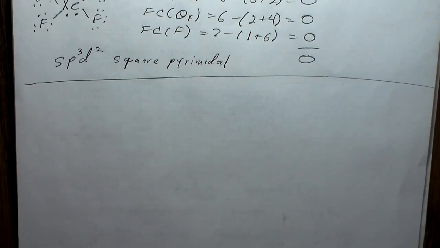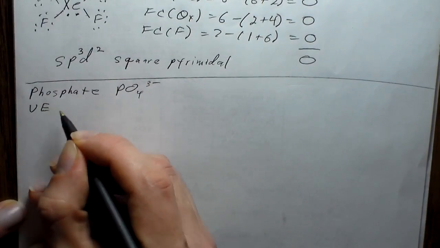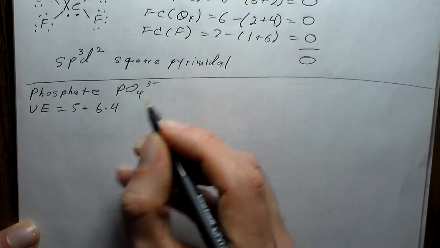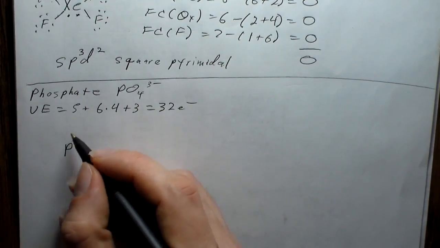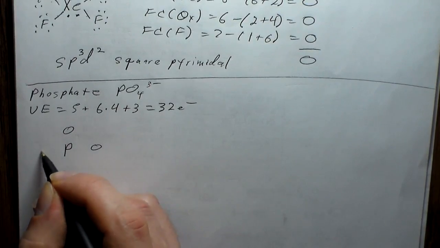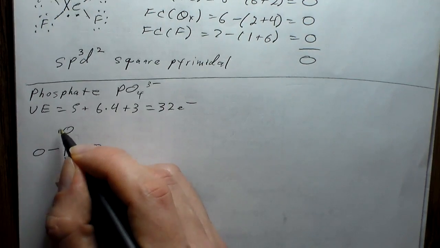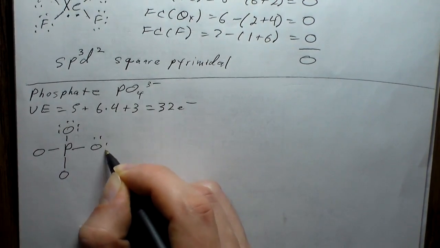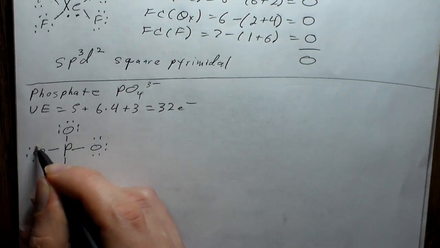All right, next up, we're going to look at the phosphate. That's PO4 3-. So my valence electrons again. Remember, phosphorus is 5, 6 for my oxygen, and then another 3 here because of my negative charge, 32 valence electrons. So here's my phosphorus with the oxygens all around it. And then the rest of my electrons, up to 32.